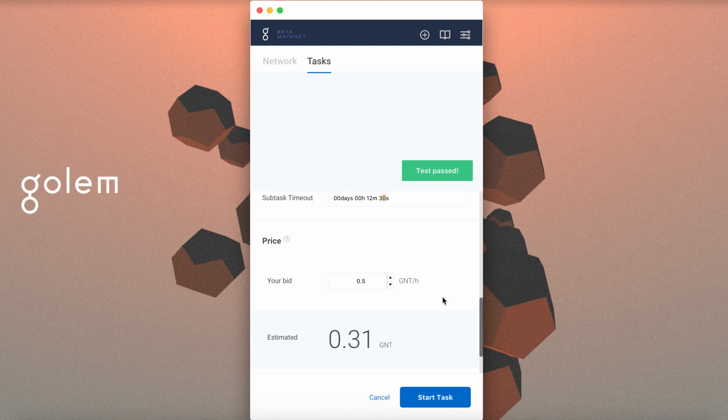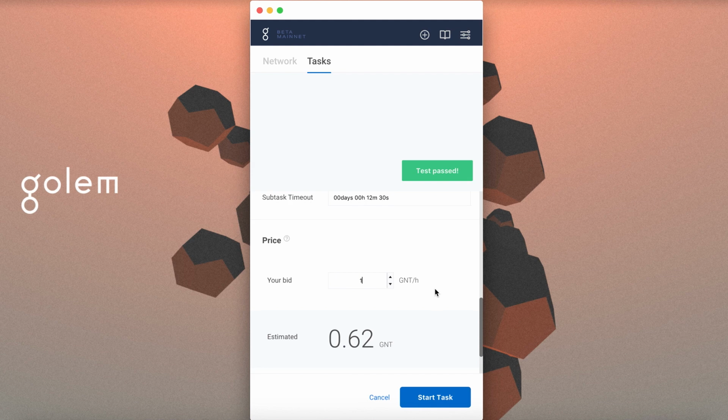As a starting point, we recommend setting your GNT per hour somewhere around 20 cents USD worth of GNT. That's a good starting point for the network and for the marketplace. Setting a lower price for your task will result in a slower but cheaper computation. On the other hand, setting a higher price for your task will result in a faster and more expensive computation.